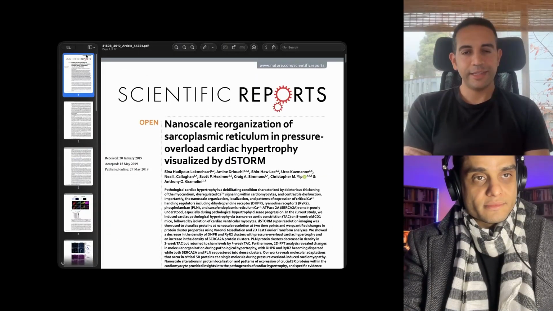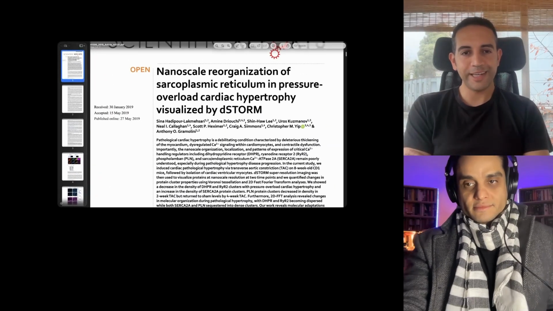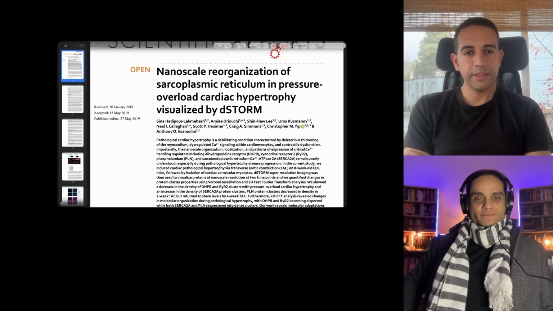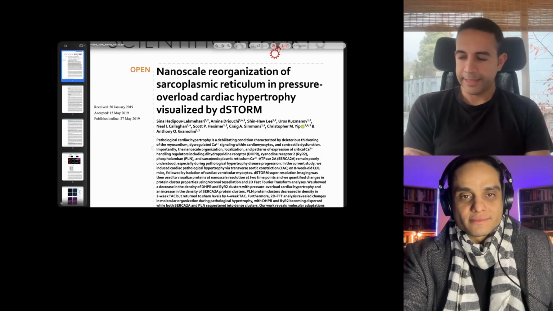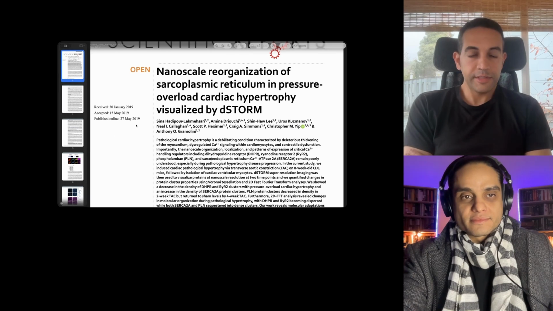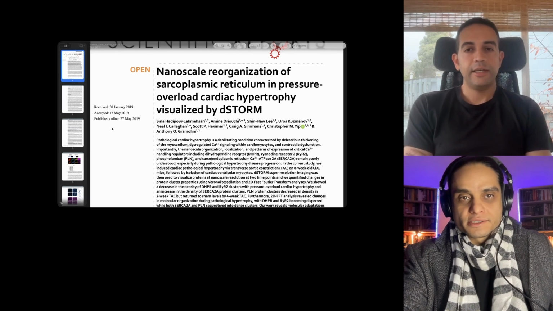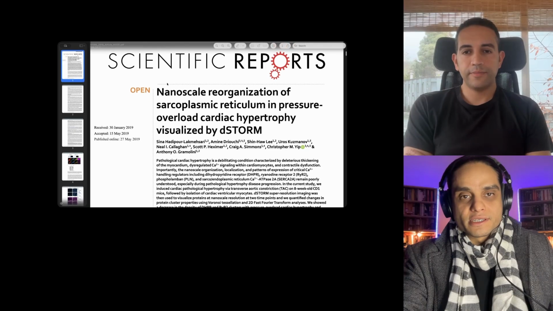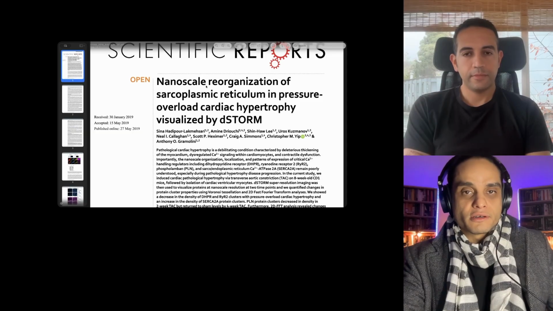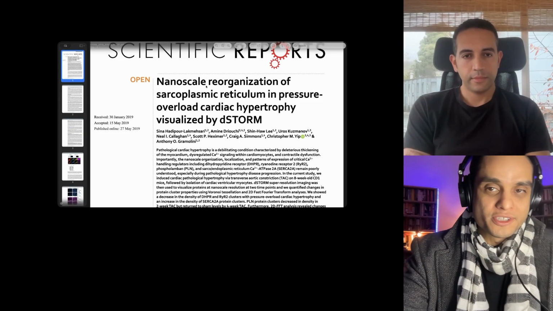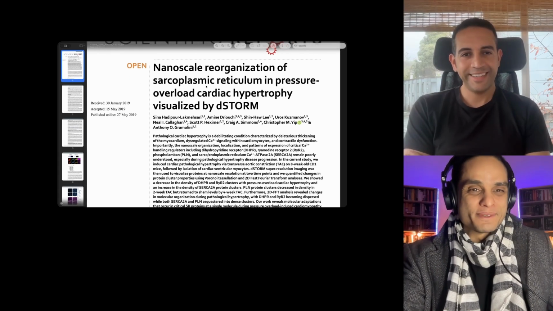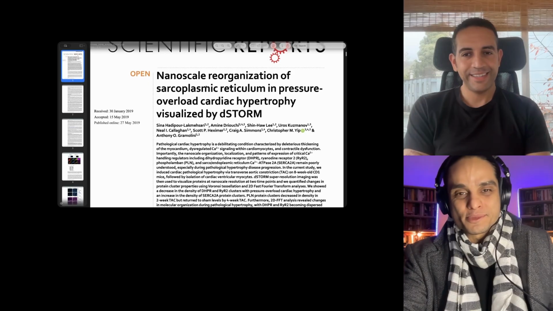As I remember, I said a lot of the biology came from collaborations in our lab. This is another case, but this one, I'm a co-first author with Sina over here. This is a lab in an institute that does heart research. Just for the people listening, the title is Nanoscale Reorganization of Sarcoplasmic Reticulum in Pressure Overloaded Cardiac Hypertrophy visualized by D-Storm, published in 2019 in Scientific Reports.